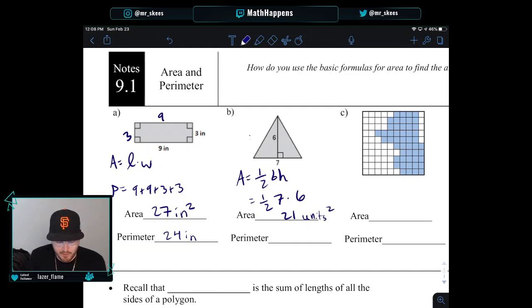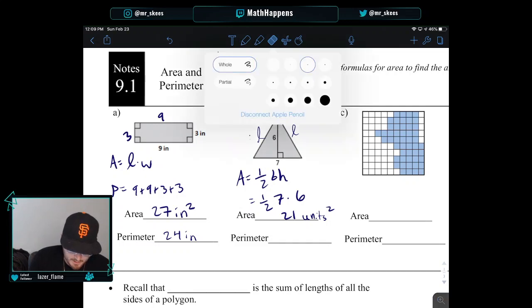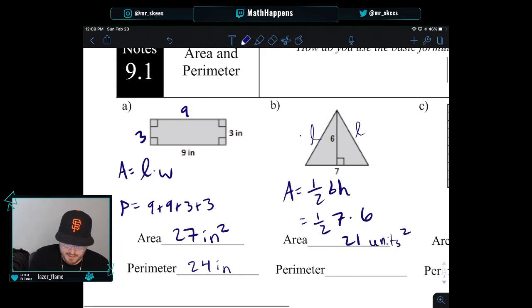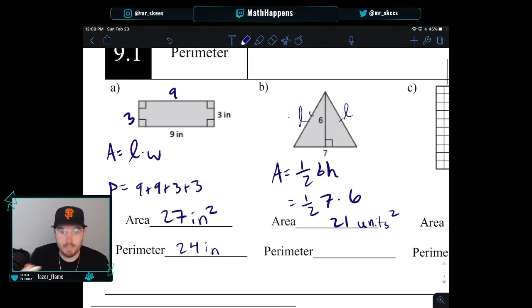Perimeter means to add up all the sides, but what's a bit of a struggle here is we don't know how long this side is. How about I call it L? We don't know how long that side is, but we're making a bit of an assumption, it could have been better labeled here, that these 2 sides are the same. This is an isosceles triangle, so the 2 sides are the same. But how do we figure that out?